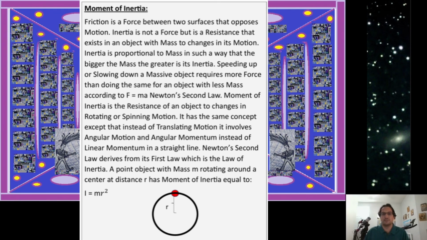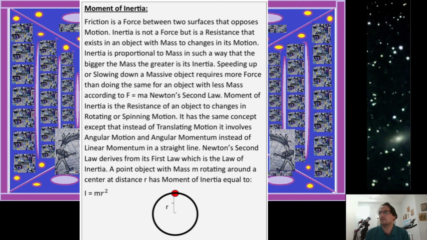And when we're talking about rotation, we're talking about moment of inertia, which is resistance to changes in rotational motion. If friction is a force between two surfaces that opposes motion, inertia is not a force, but a resistance that exists in an object with mass to changes in its motion. Inertia is proportional to mass in such a way that the bigger the mass, the greater its inertia.